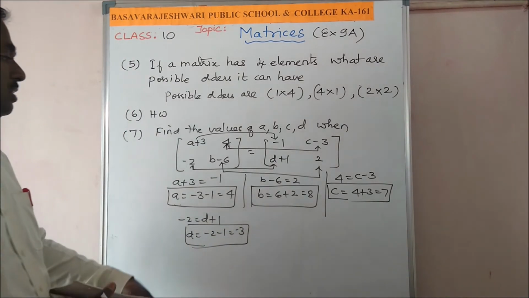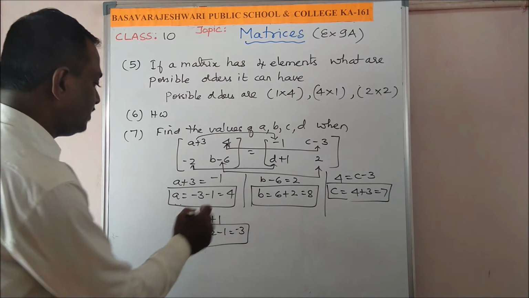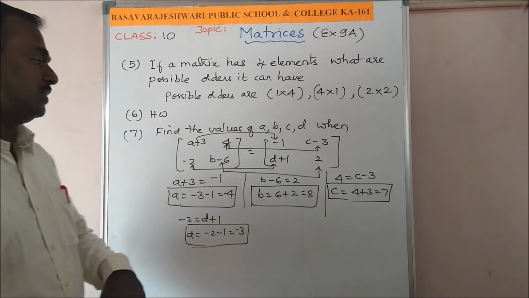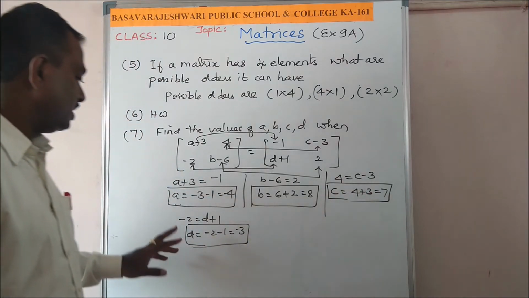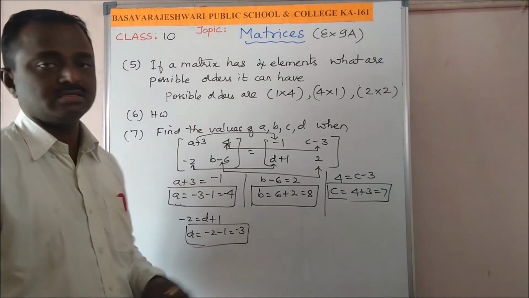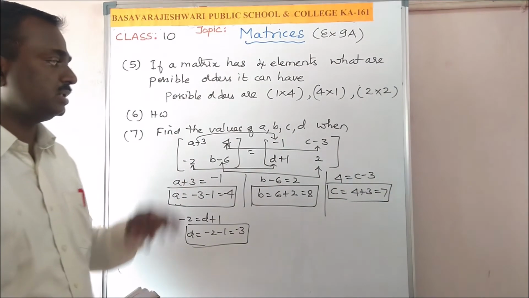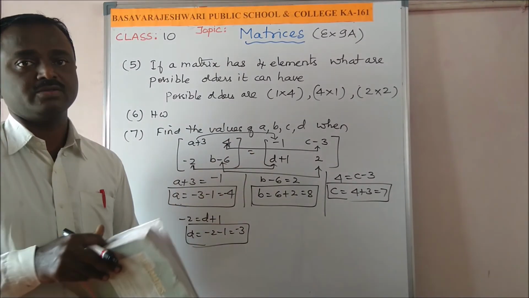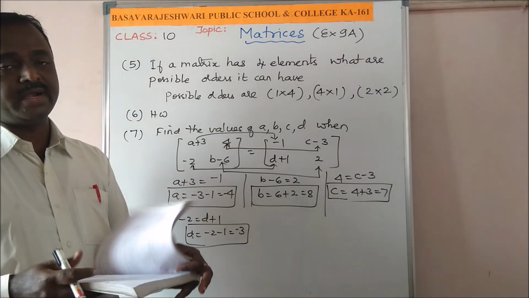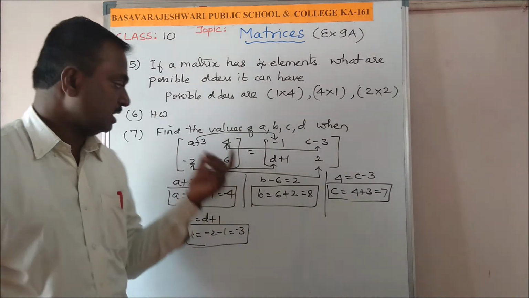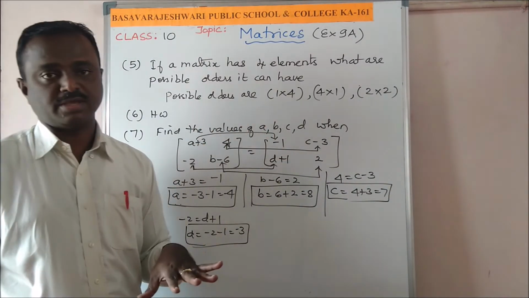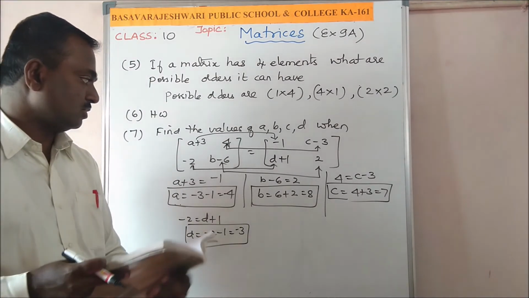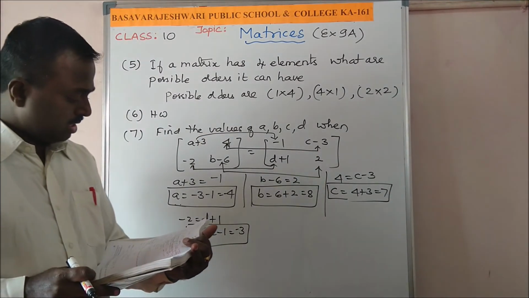So A value is 4, B value is 8, C value is 7, D value is minus 3. In this way we can find out, because they are called equal matrices. Equal matrices means the order should be the same, here the orders are also the same, and the elements should also be the same. Okay? Do it.